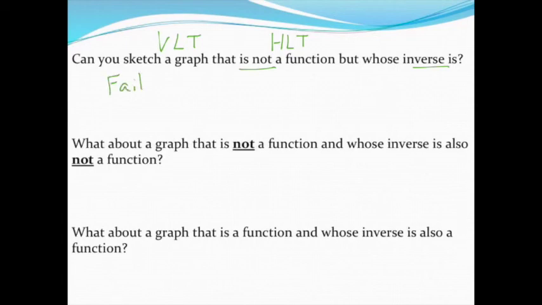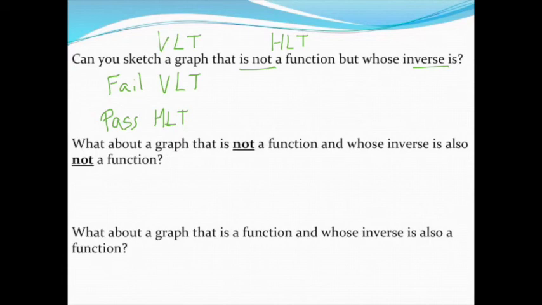I'm just kind of thinking out loud, making a couple notes out here. I want to fail the vertical line test, meaning I want a vertical line to go through my graph more than once. However, if I want the inverse to be a function, I want it to pass the horizontal line test. So in other words, a horizontal line goes through only once. You're free to graph whatever you want. We just want to come up with an idea.